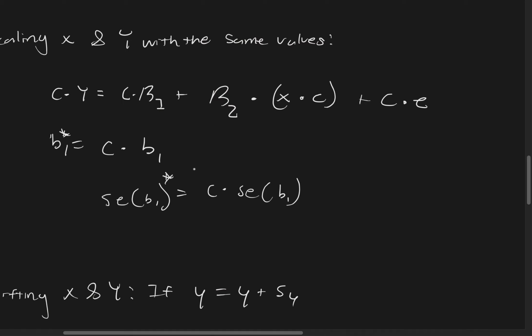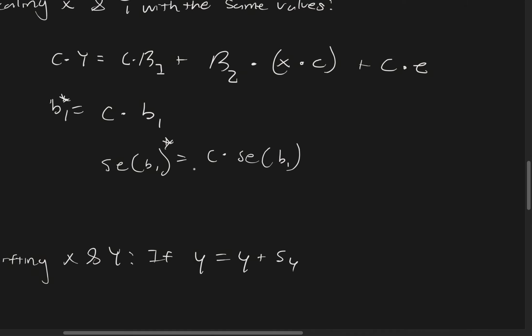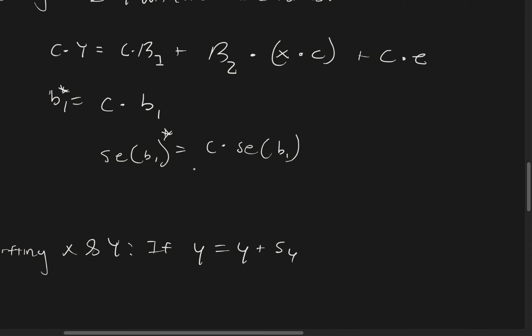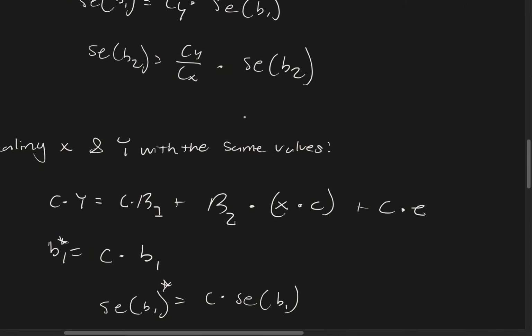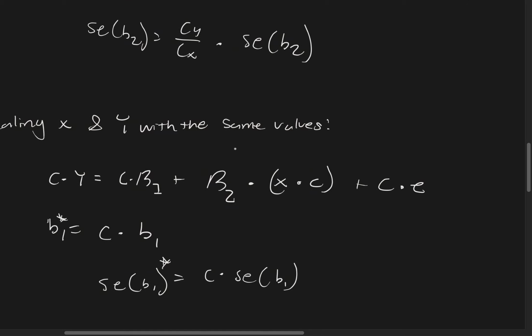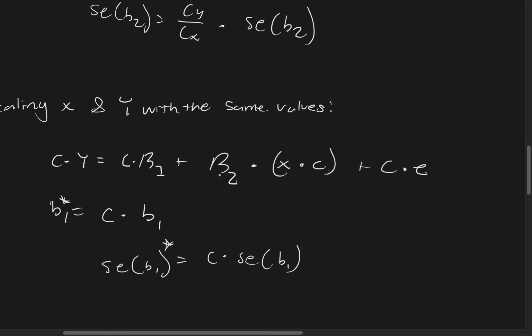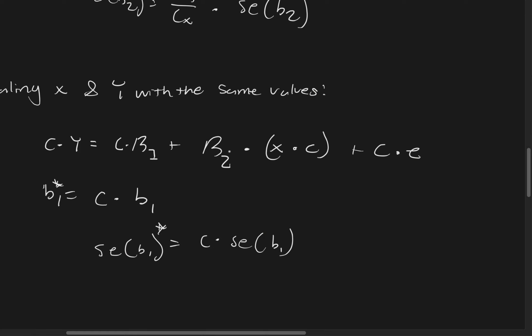Okay. And so only the beta 1 coefficient and its standard error changes, not the beta 2, because the standard error of beta 2 doesn't change because the coefficient value of beta 2 didn't change at all. Not to be repetitive, but just to make sure.